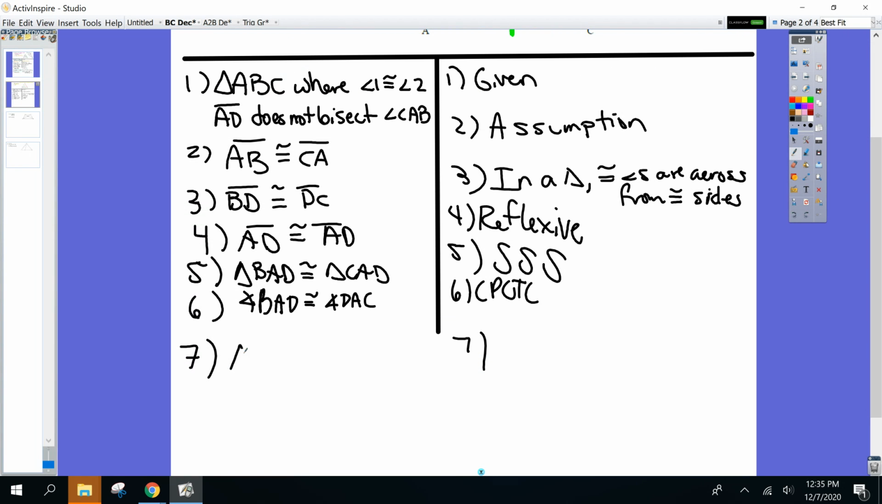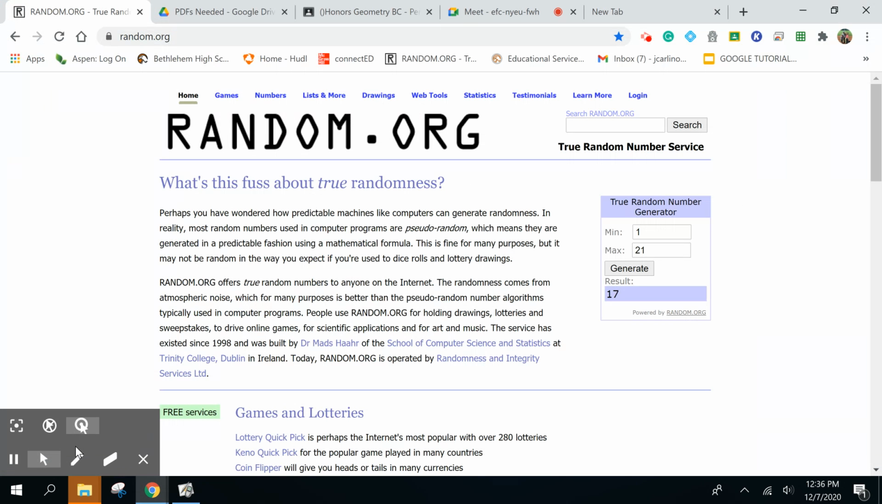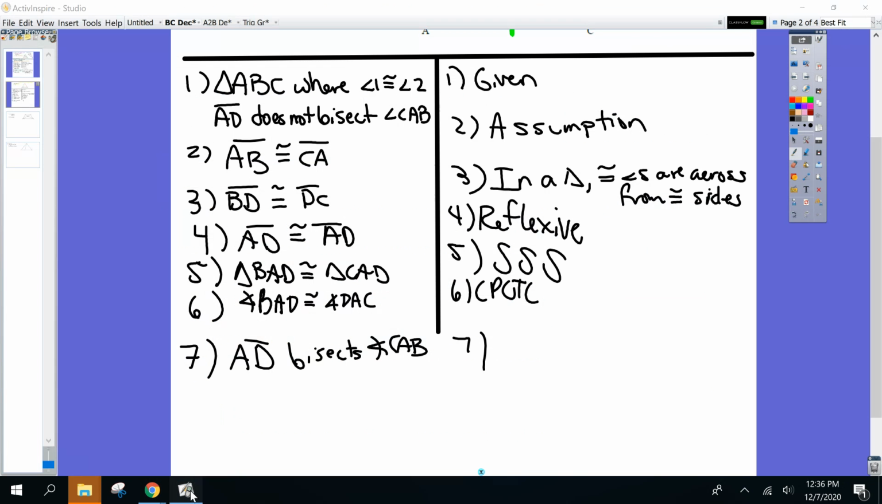So now we can say AD bisects angle CAB. What would be a good reason here? How do I know it bisects? And I don't want definition of a bisector either. AD bisects CAB. Why? And again, definition of a bisector doesn't tell me anything. How do I know it's bisecting? Ooh, there we go. Ellie, how do we know it's bisecting?